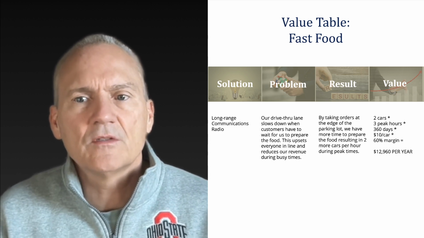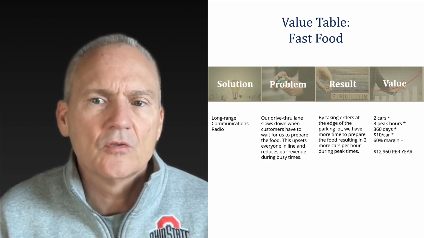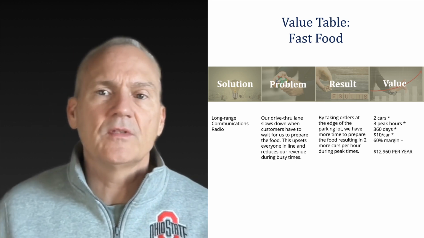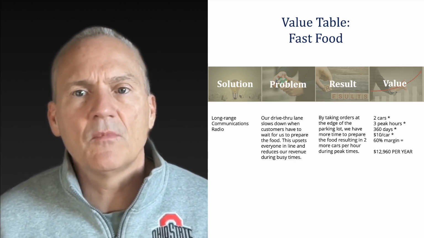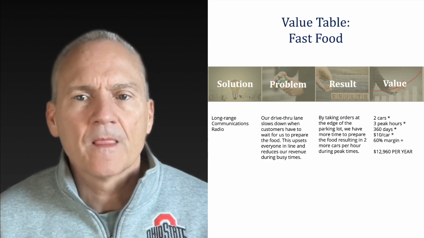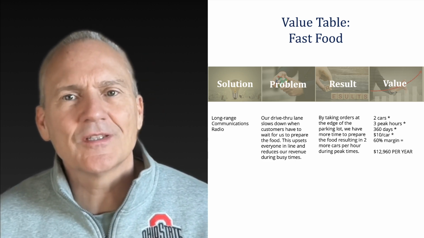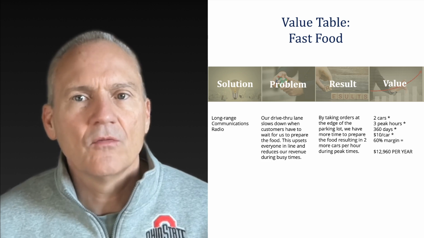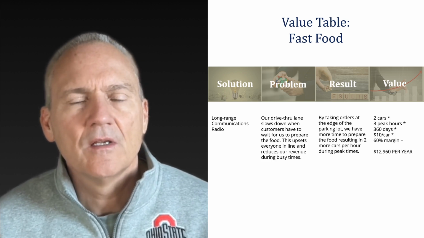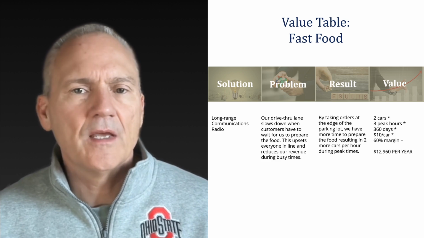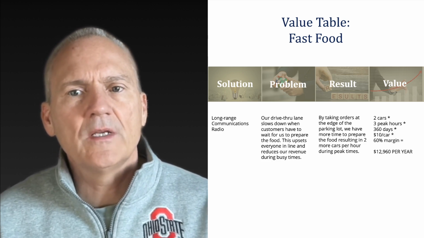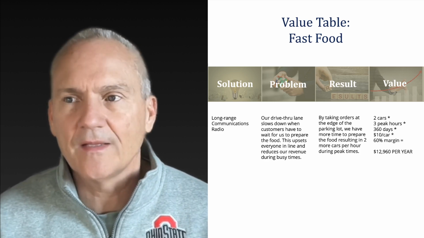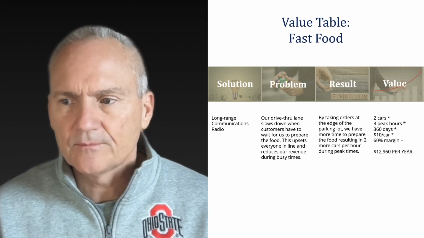And so in this example, if we have 2 more cars per hour, we have 3 peak hours in a day, we have 360 days a year, we have $10 per car, a 60% margin at a McDonald's approximately. So that comes out to $12,960 of additional profit per year. So that's what a value table looks like. The agent we're about to look at talks to the first 3 columns. I haven't yet tackled the 4th column. Maybe one day we'll try that. But let's take a look at the agent now.